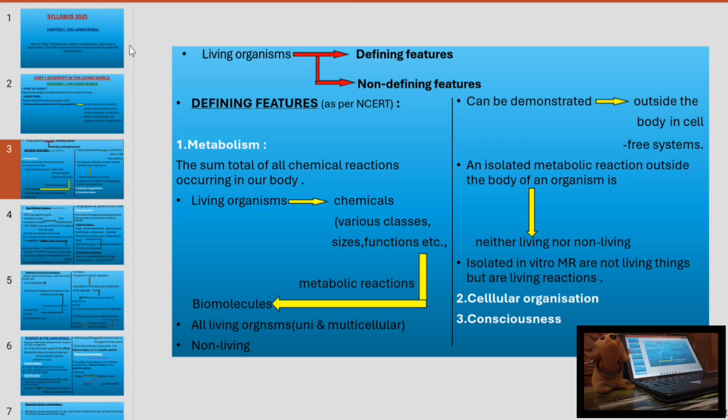Coming to the next one, for every living organism two kinds of features are defined. One is defining features and another one is non-defining features. Coming to the defining features, here are the things as per NCERT.